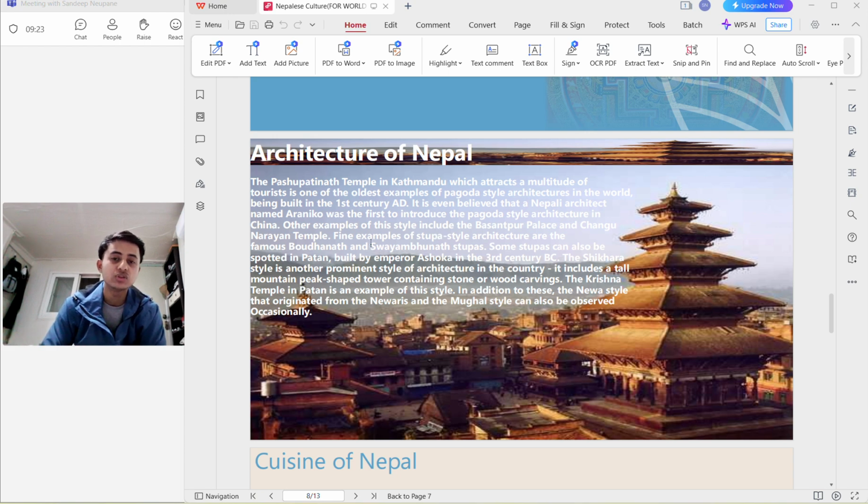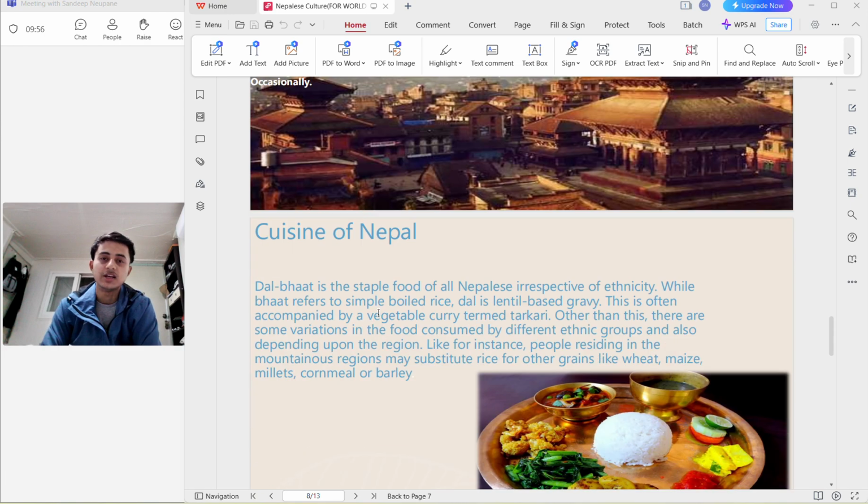Fine examples of stupa-style architecture are the famous Boudhanath and Swayambhunath stupas. Some stupas can also be spotted in Patan, built by Emperor Ashoka in the 3rd century BC. The Shikhara style is another prominent style of architecture in the country. It includes a tall, mountain-peak-shaped tower containing stone or wood carving. The Krishna temple in Patan is an example of this style. In addition to this, the Newari style that originated from the Newars and the Mughal style can be observed occasionally.